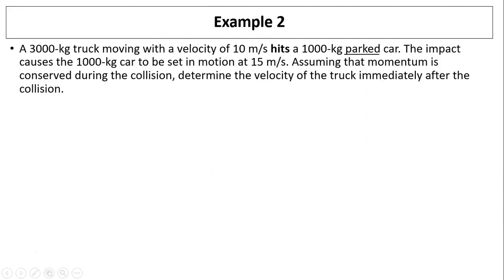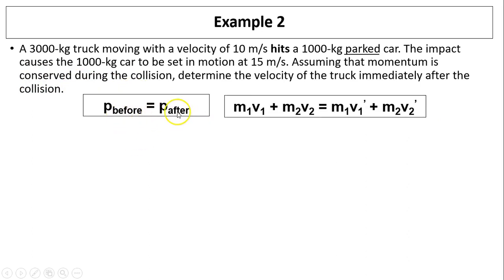Example 2: a 3,000-kilogram truck moving with a velocity of 10 meters per second hits a 1,000-kilogram parked car. The impact causes the 1,000-kilogram car to be set in motion at 50 meters per second. Assuming that momentum is conserved during the collision, determine the velocity of the truck immediately after the collision. So this is a collision problem. We assume the momentum is conserved, so we have P before equals P after. What does that mean? m1 v1 plus m2 v2 equals m1 v1 prime plus m2 v2 prime.